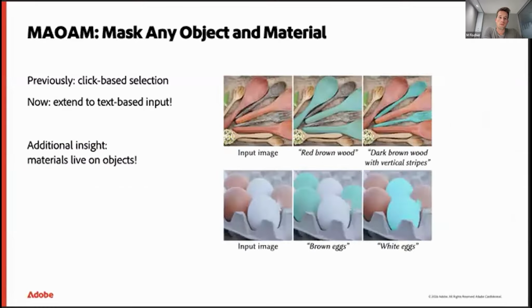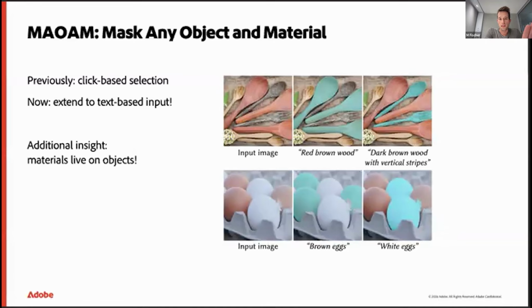An additional observation that we had in MAO-AM, which is short for mask any object and material, by the way, is that materials always live on objects, right? The two are intercorrelated. One can't exist without the other. I've never seen a material just float in space anywhere.